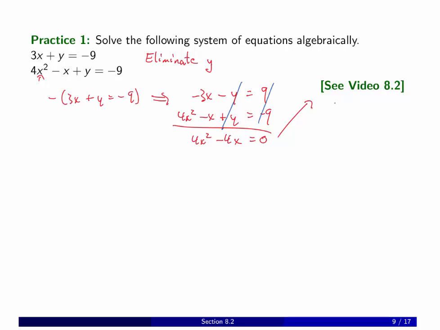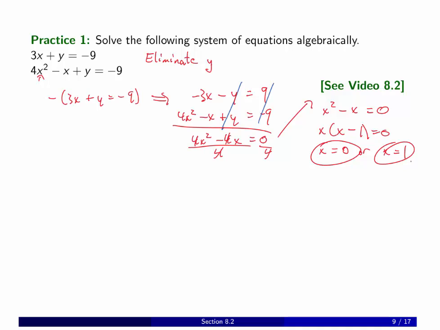And let's solve this. Okay, we can solve this right away. We can eliminate the 4's by dividing everything by 4. Okay, that will eliminate all the 4's. You're going to be left with x squared minus x equals 0. Then you factor to get x times x minus 1 equals 0, so x equals 0, or x equals 1.